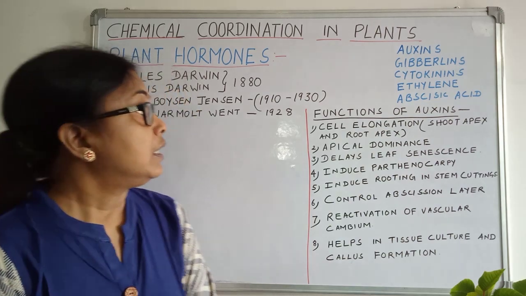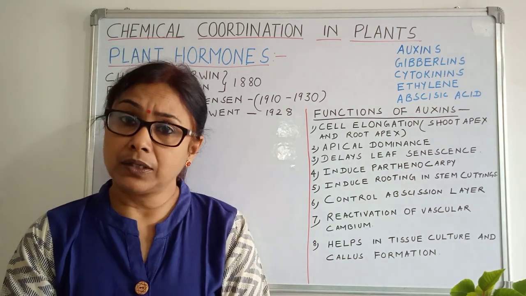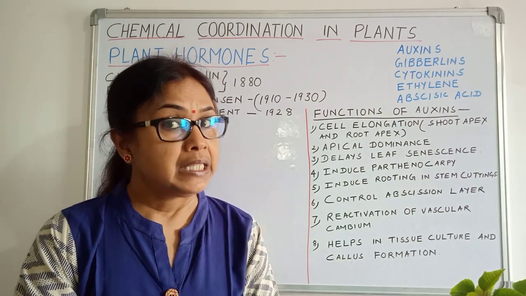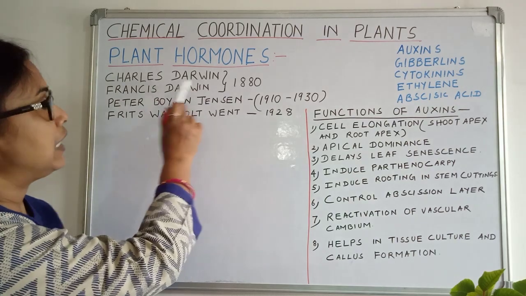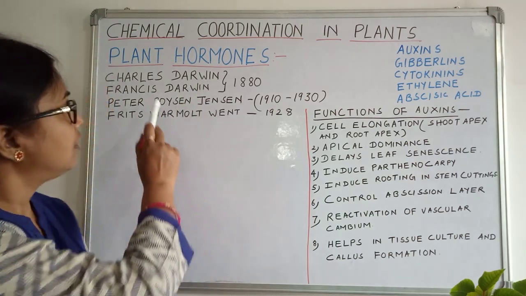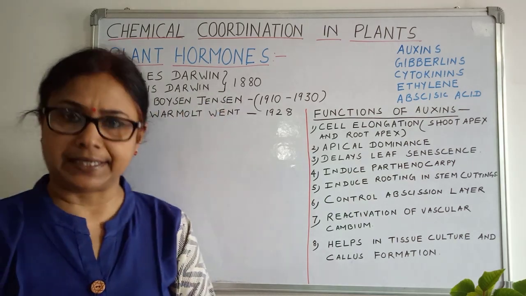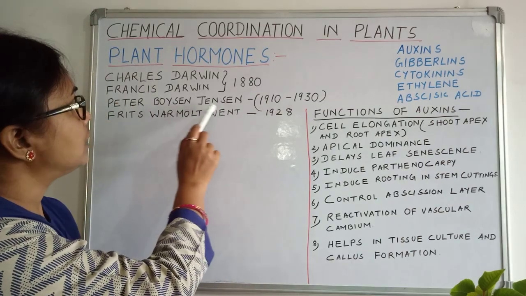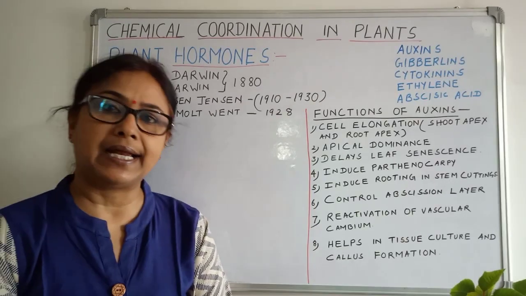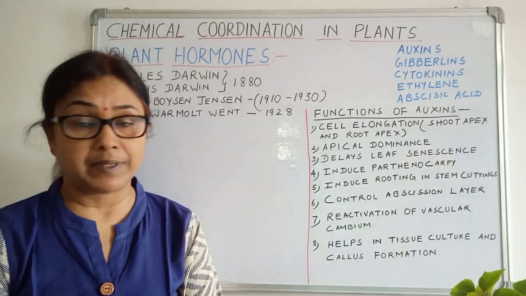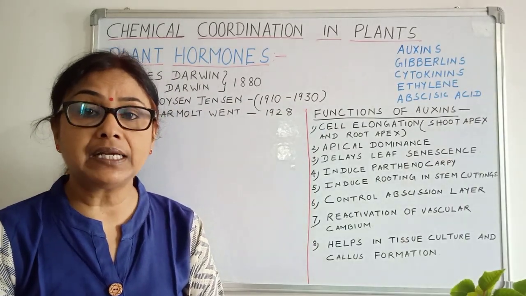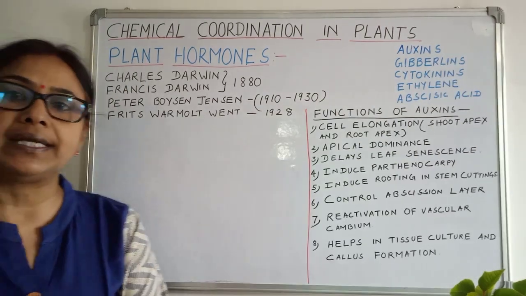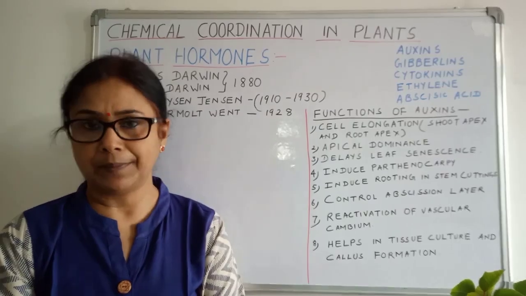Now the discovery of the first plant hormone, that is auxin, the credit goes to a few scientists. The first name here is Charles Darwin, and his son Francis Darwin, in the year 1880. Later another scientist, Peter Boysen Jensen, in the years 1910 and 1913, also performed experiments on the plants. And finally it was Fritz Warmolt Went in the year 1928 who did his experiments on the plants.